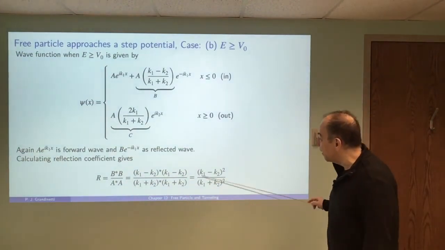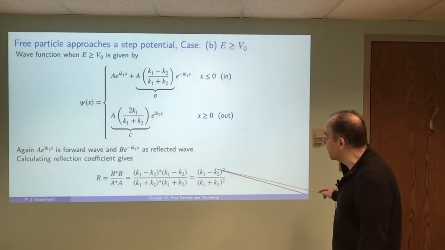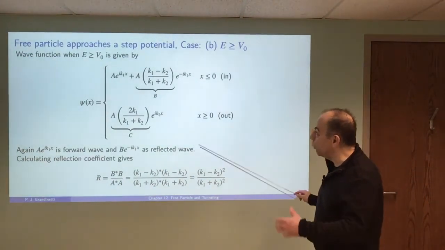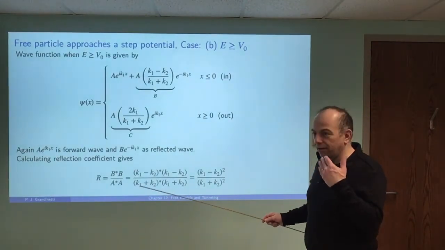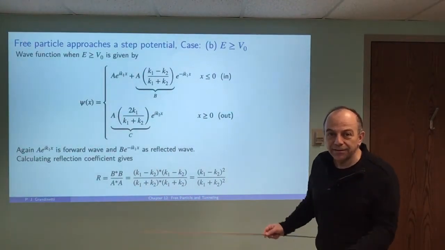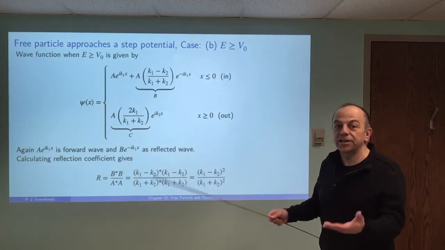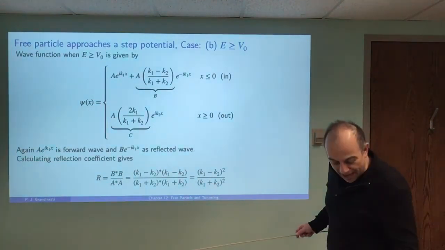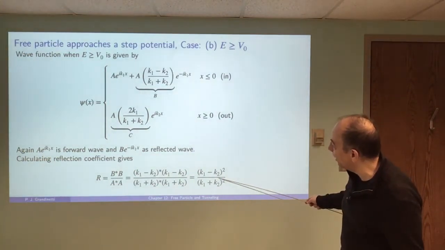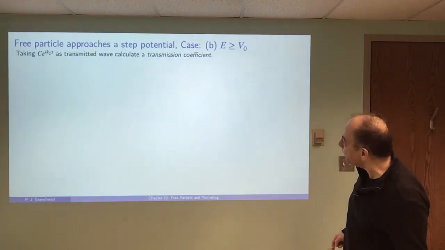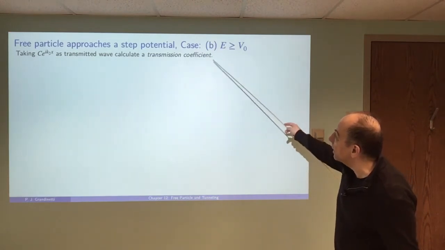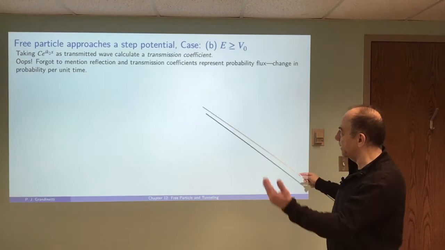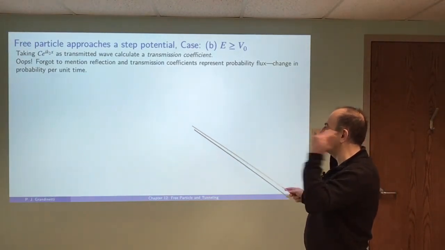When I plug in those values for a and b, I'll get this expression here, and this is no longer 1. So we don't have reflection as we expected for a particle whose energy exceeds the barrier, but it's not 0 either. That's really surprising from a classical physics point of view. We can now look at what's called the transmission coefficient. We can figure out how much of the wave probability goes forward.